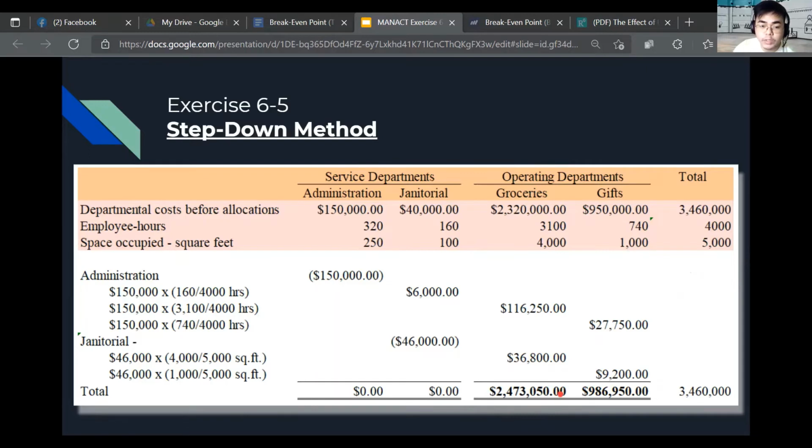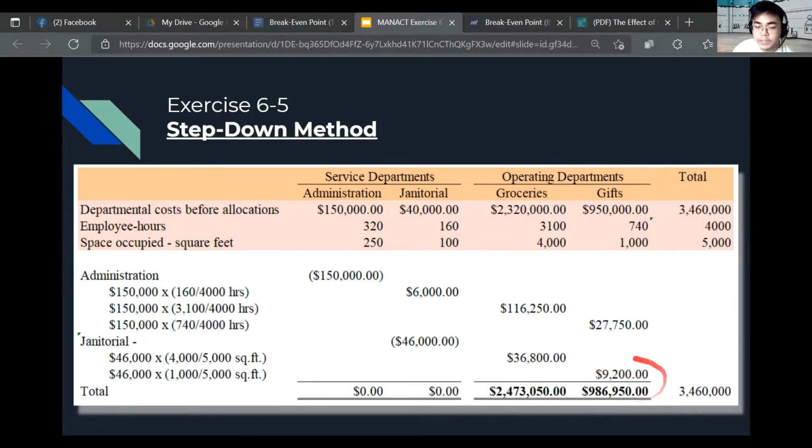So for the groceries department, we have the initial cost, which is 2,320,000. So we add the cost that we got from the administration, which is 116,250, and add natin sa cost that we got from the janitorial service departments, which is 36,800. So we have the total of $2,473,050 for the groceries department.